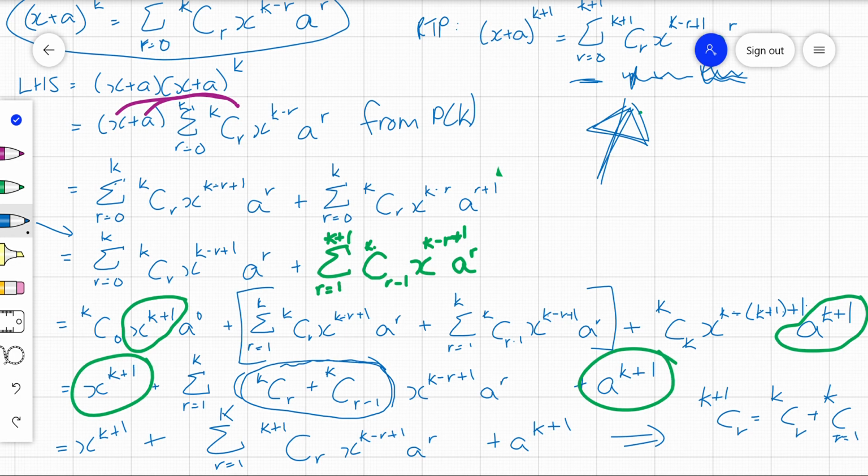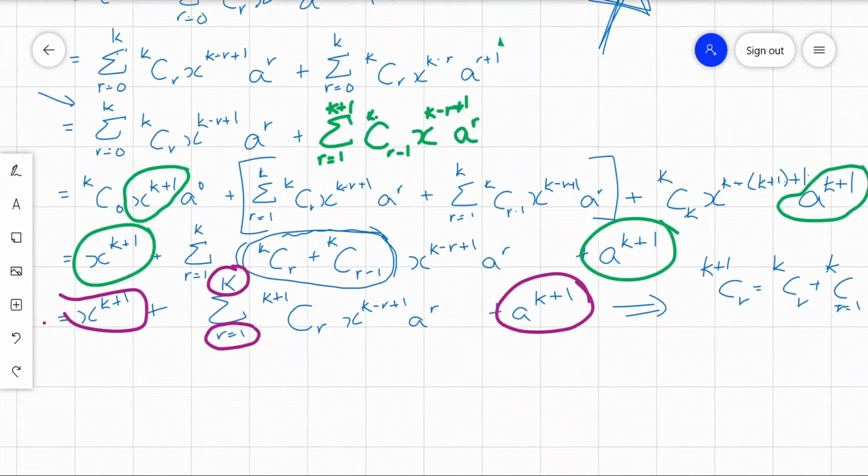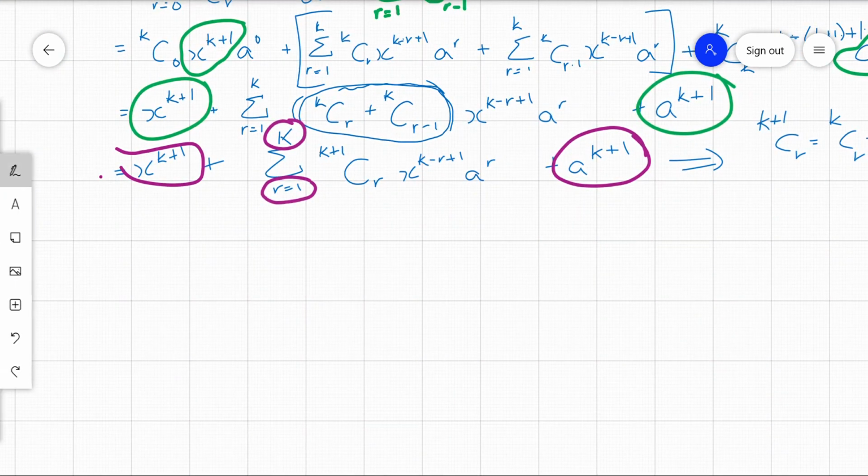So at the moment we've got 1 to k, so clearly if I put in r equals 0 to that one, what would I get? I've got r equals 1 to k, but I really want r equals 0 to k plus 1. So I'm hoping r equals 0 gives me this term, and r equals k plus 1 gives me this term. Then I can put them back in. And so let's just check that. So if I scroll down, here we go.